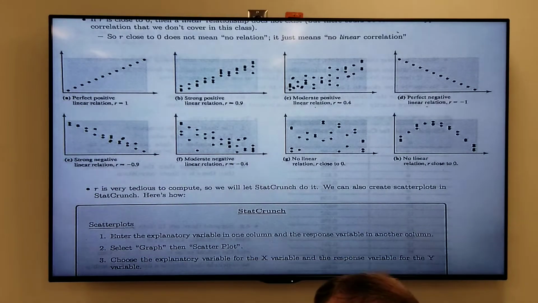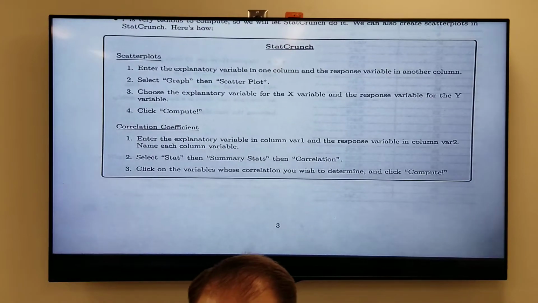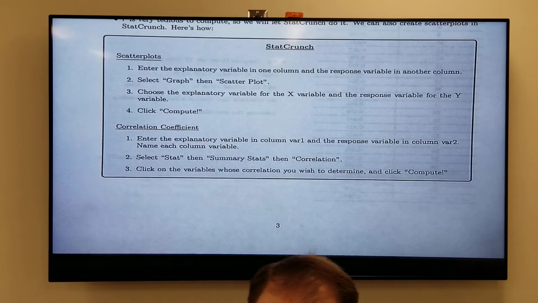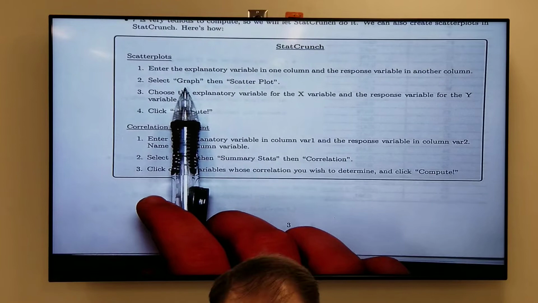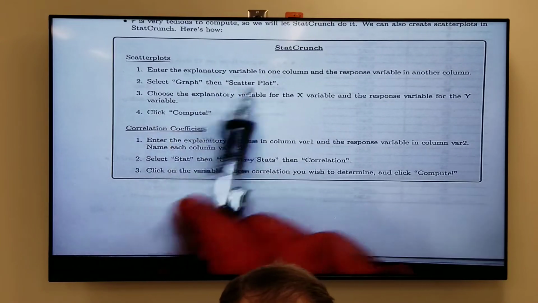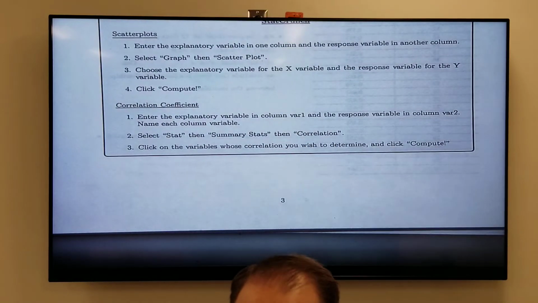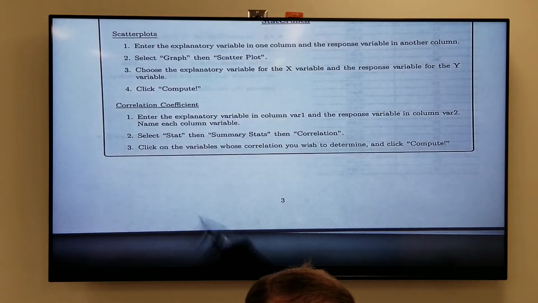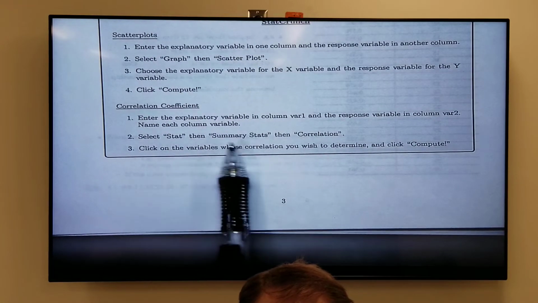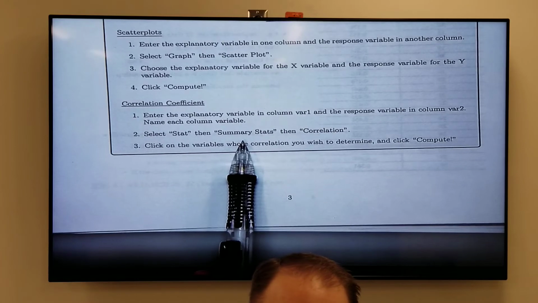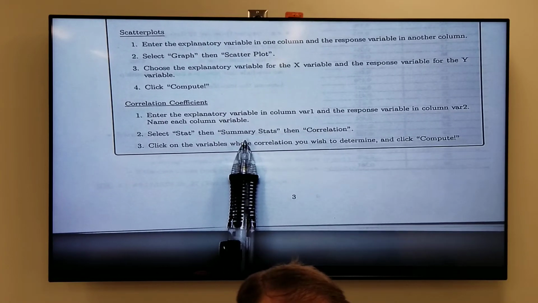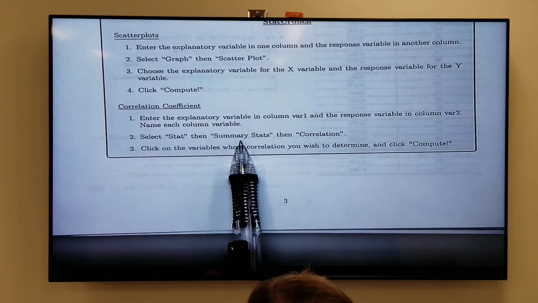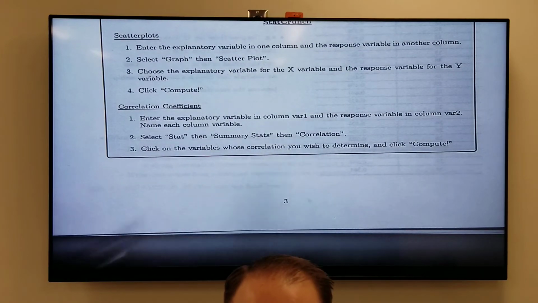Okay. To compute R in StatCrunch, we're going to follow these steps. If you want to make a scatter plot, you go to Graph and then Scatter Plot. It's under Graph because it's a graph. If you want to compute the correlation coefficient R that we've just been talking about, then you go to Stat, Summary Stats, which makes sense because this is a statistic that we're computing. It's a numerical summary. So you go to Stat, Summary Stats, and then Correlation.